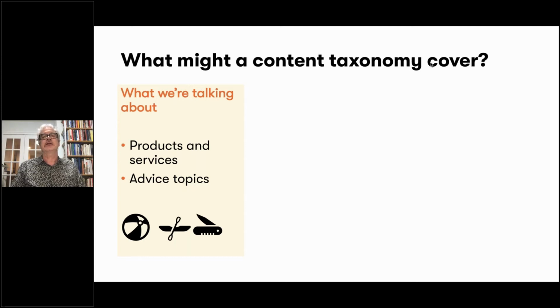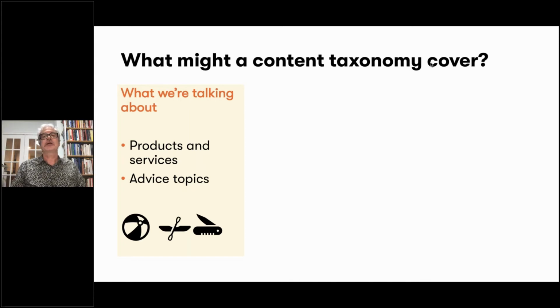Another thing that organizations often create content about is advice content. So you may be giving advice about how to plan for the future or how to deal with some issue that a customer will be encountering. And this is also very useful to tag in your taxonomy to indicate what the advice concerns.